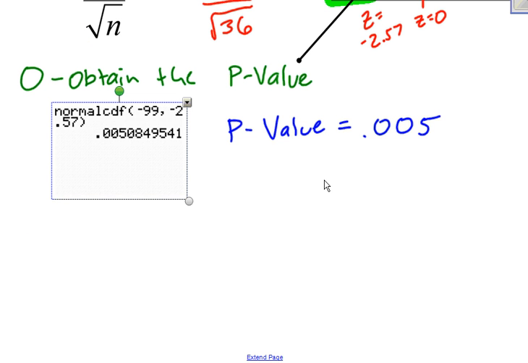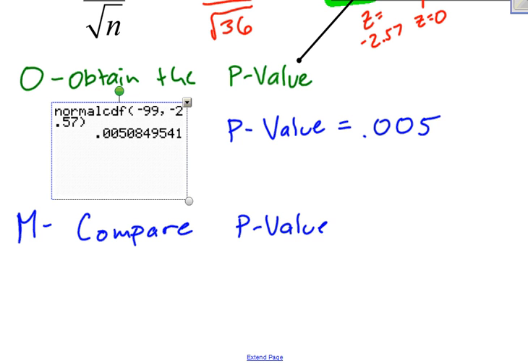All right, now I get to M. Okay, phantoms, P-H-A-N-T-O-M, I forgot the N, which is make a decision. At this point in time, I want to use my p-value to make a decision. And I always want to compare my p-value to alpha, which is my level of significance.